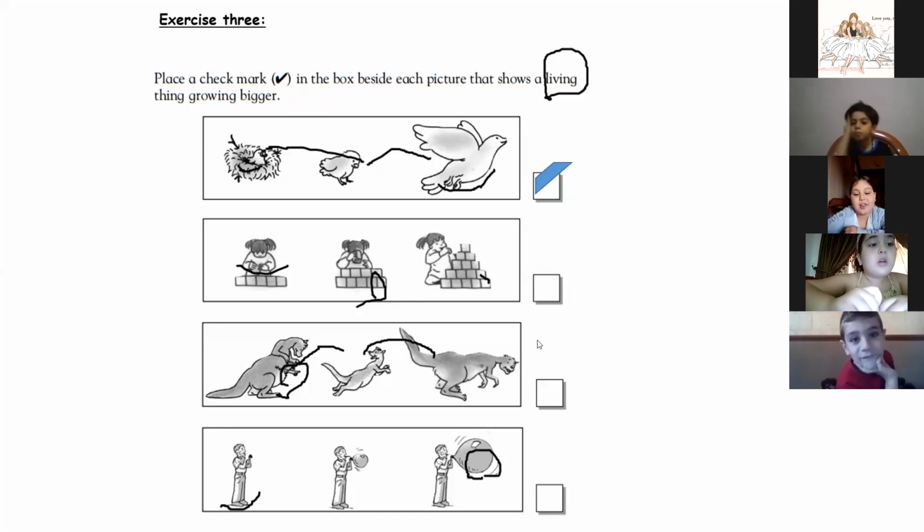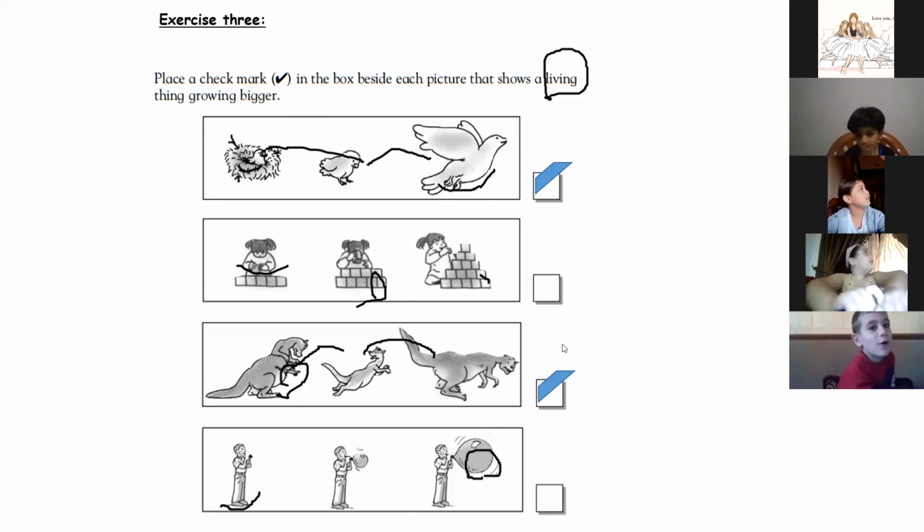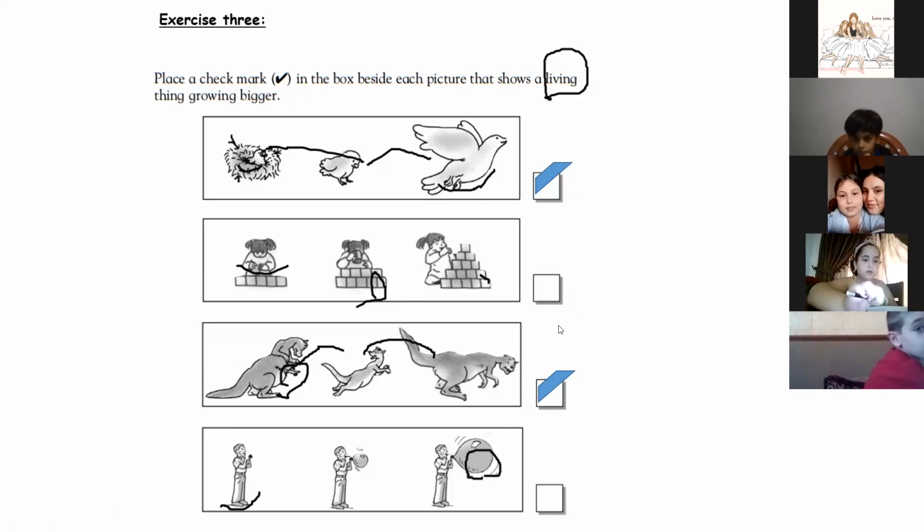Should I put a tick? Yes. Thank you. Mariam, what happened? You disappeared. Now the balloon. Living or non-living? Non-living. Should I put a tick by the side of the picture of the balloon? No. Good job, everyone.